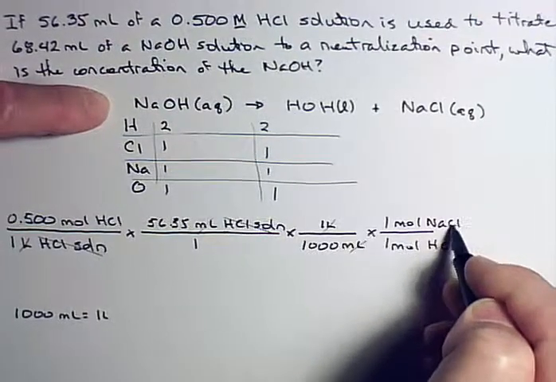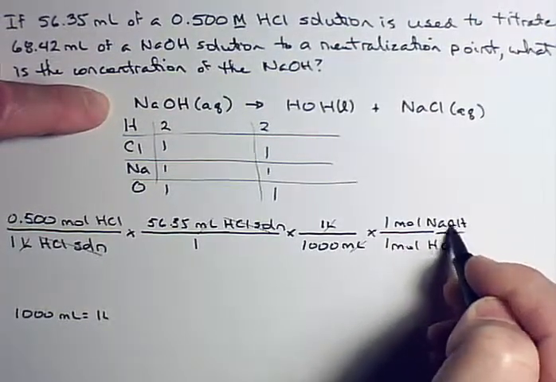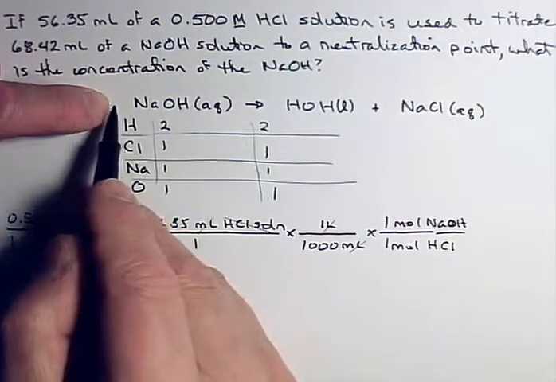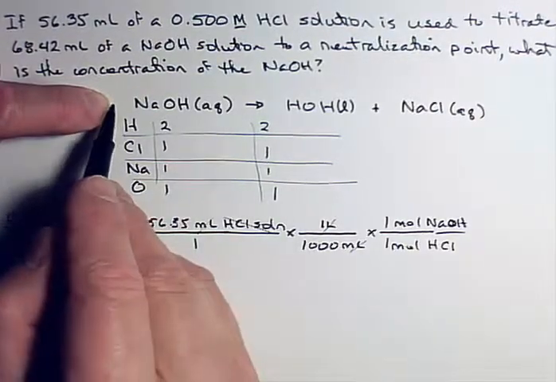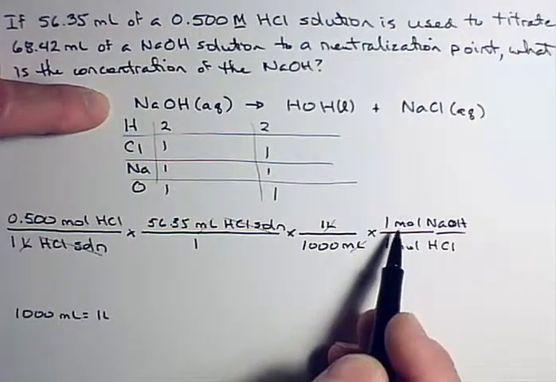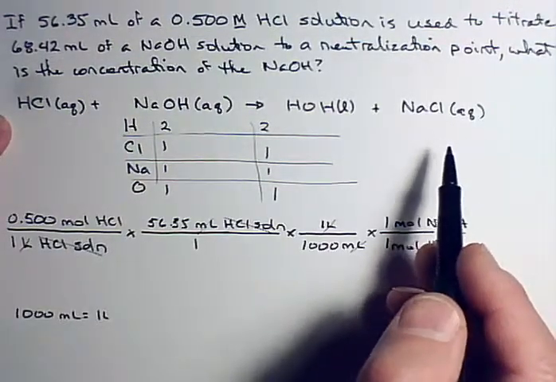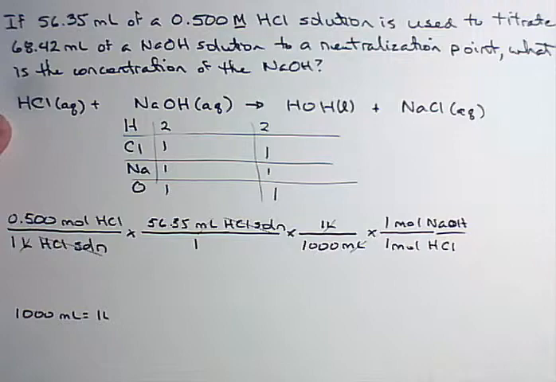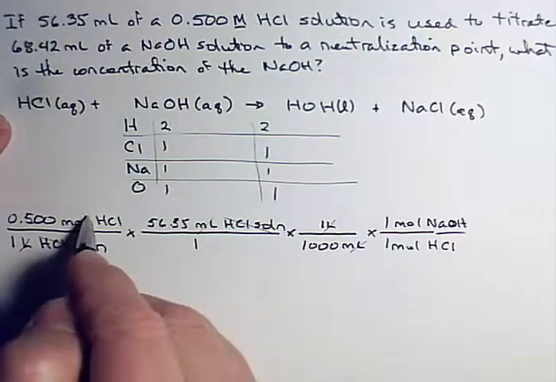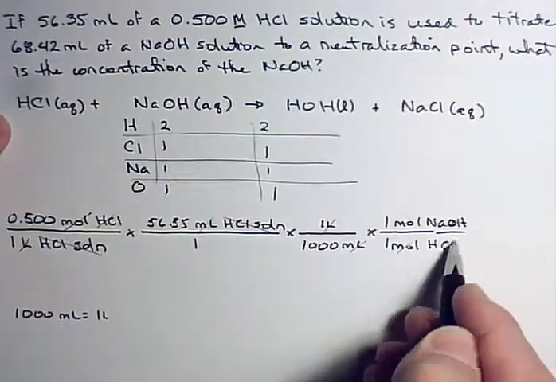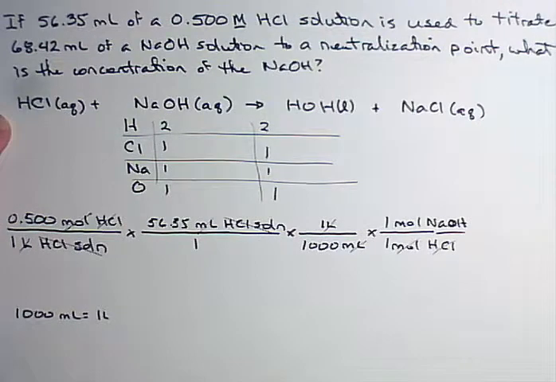Now, if there were any other number there, you'd have to use that number here instead of the 1. You can't just put 1 there. You've got to use whatever coefficients there are in the balanced equation. If there are no coefficients, it's implied to be 1. All right, so now we were able to cancel out moles of HCl, and we're at moles of NaOH. Okay? All right, now, molar concentration is moles of solute over liters of solution.